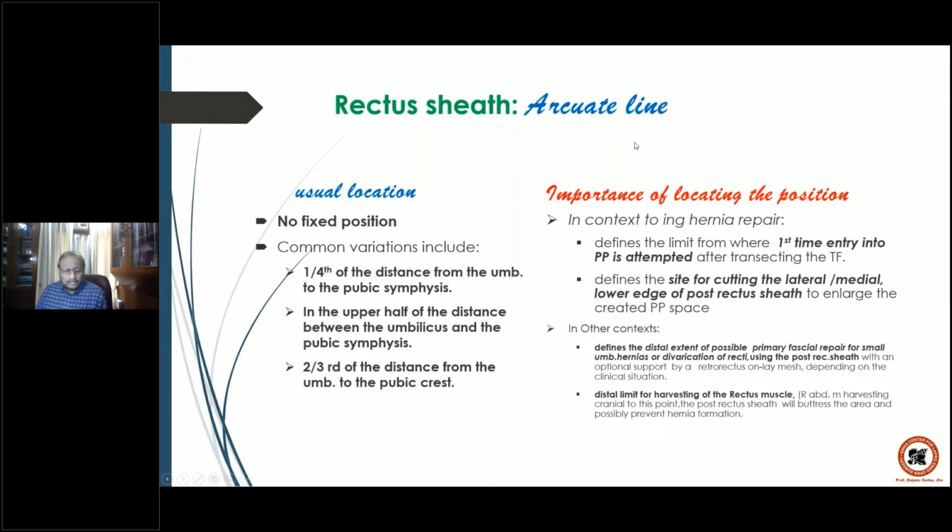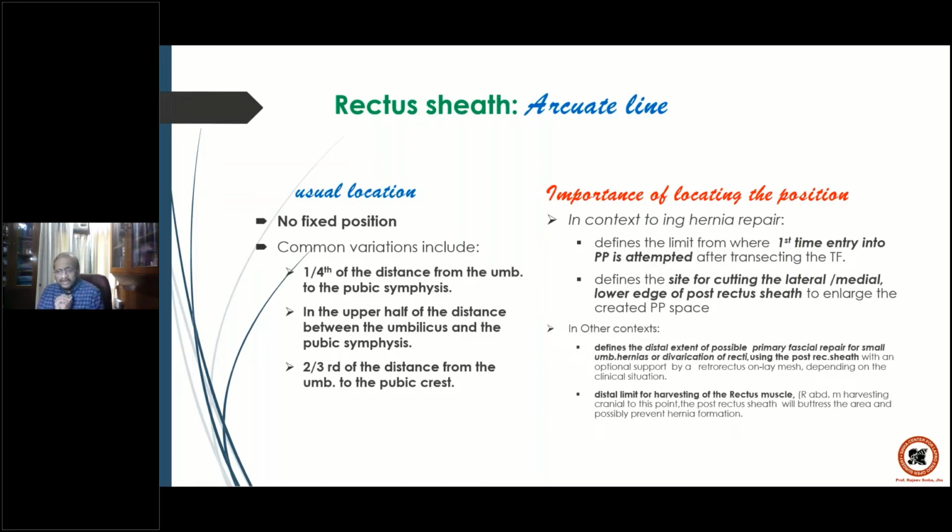We already talked about the posterior sheath, we know that. Why the arcuate line? Because of identifying or locating its position, which could be anywhere infraumbilically, right from the upper quarter of the umbilicus down even up to the pubic symphysis in certain cases, but more commonly it's in the upper half of the umbilico-pubic distance.